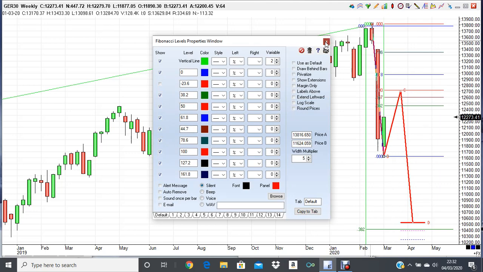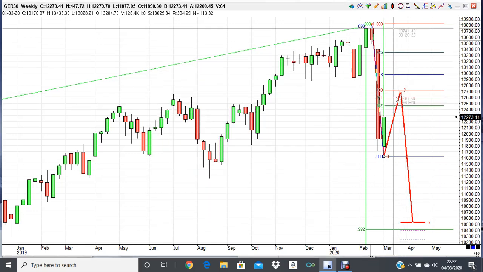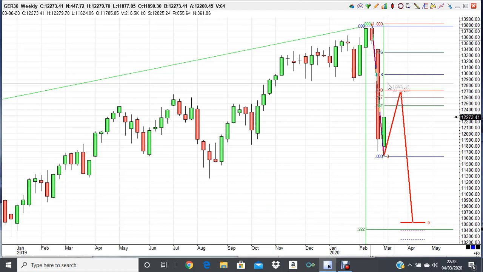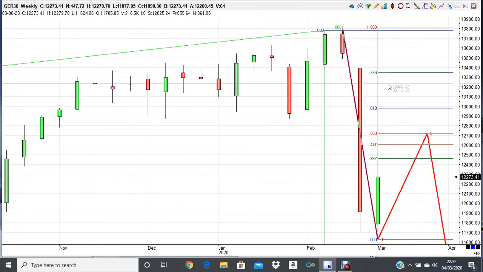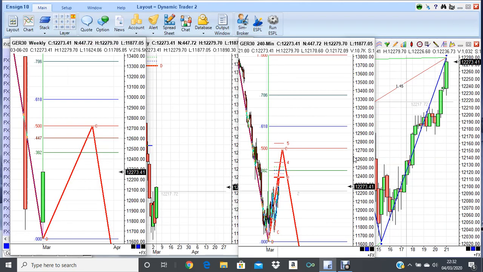Well, cool, because there's your 447. So it could hit that if we get through, but we've got to get to that 382 first. So this is what we've seen anyway in the German DAX. So yeah, it's looking bullish up to this, but then this is the area you've got to be keeping a close eye on. If it gets back above 13,000, then I would say the bulls are back in charge.